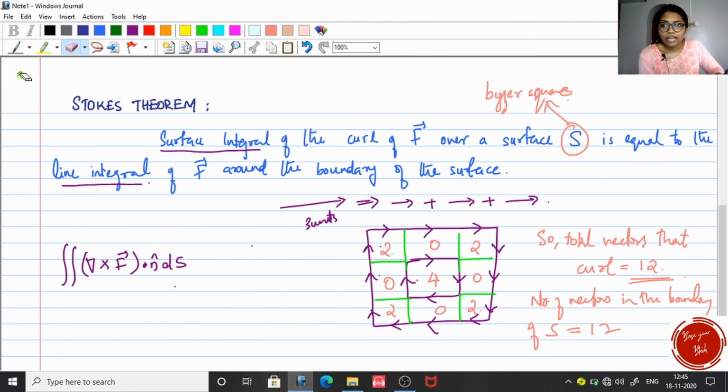So the surface integral is ready, which is equal to the line integral of f around the boundary. Line integral means it is the closed integral of f dot dr. So this is the line integral over C. I mean, this boundary is C and the surface is S. The surface is S. So it is that easy to memorize the Stokes theorem formula, also the Gauss theorem formula as well.